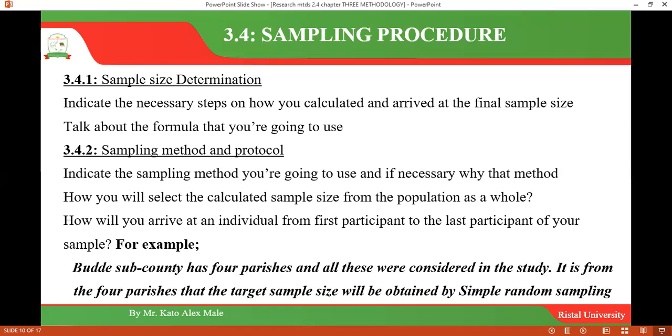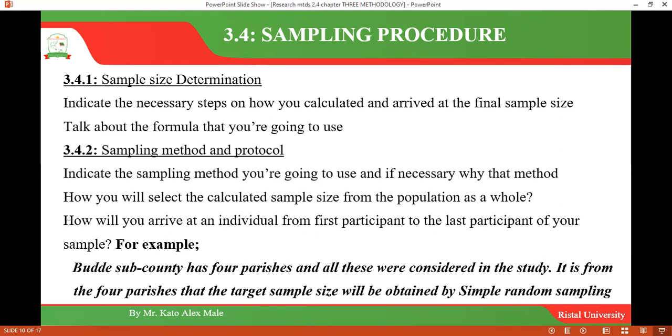Good. Then sampling procedure as 3.4 in the arrangement. Sampling procedure has two sections. That is the sample size determination and then the sampling method and protocol. So here you show us how you have determined the sample size. Indicate the necessary steps on how you calculated and arrived at the final sample size. Meaning, you also talk about the formula that you are going to use. I gave an example in the next slide of how you can follow these steps to calculate your sample size. So you must indicate the necessary steps.